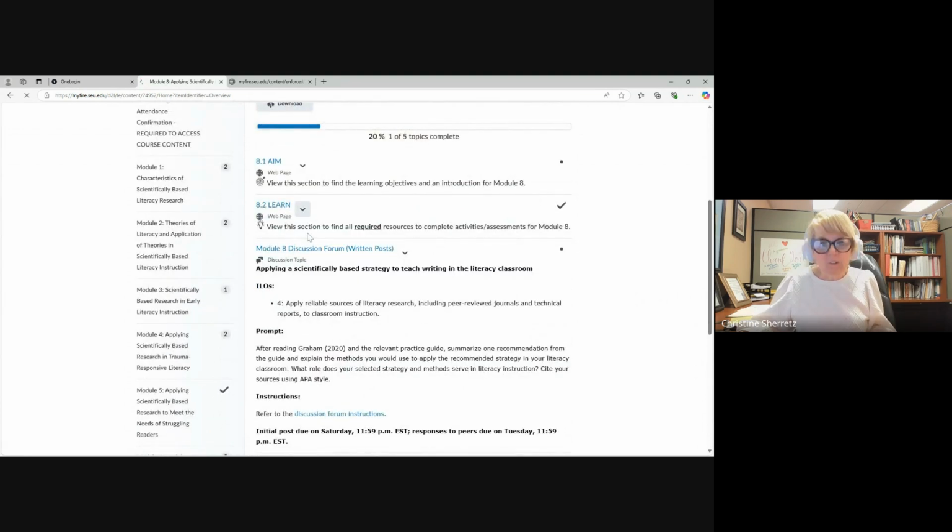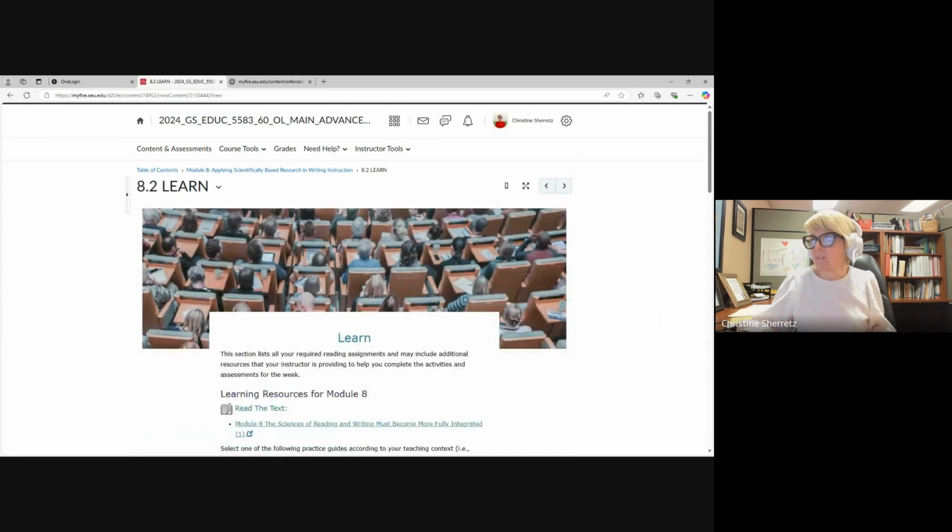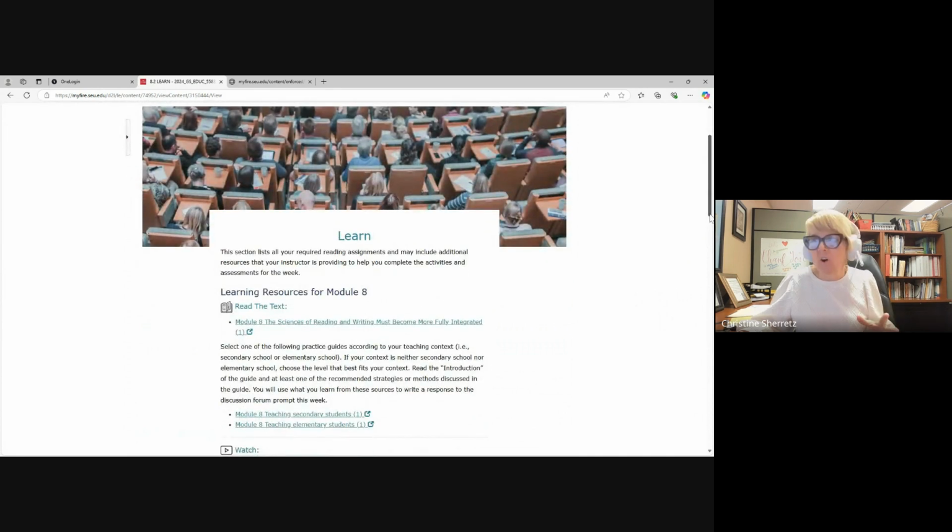Go in the Learn section, and you have one article at the top that everybody needs to read. It's called "The Sciences of Reading and Writing Must Become Fully Integrated." This research article talks about the integration of reading and writing and how they need to be taught at the same time. And when you do that, students increase in reading and in writing.